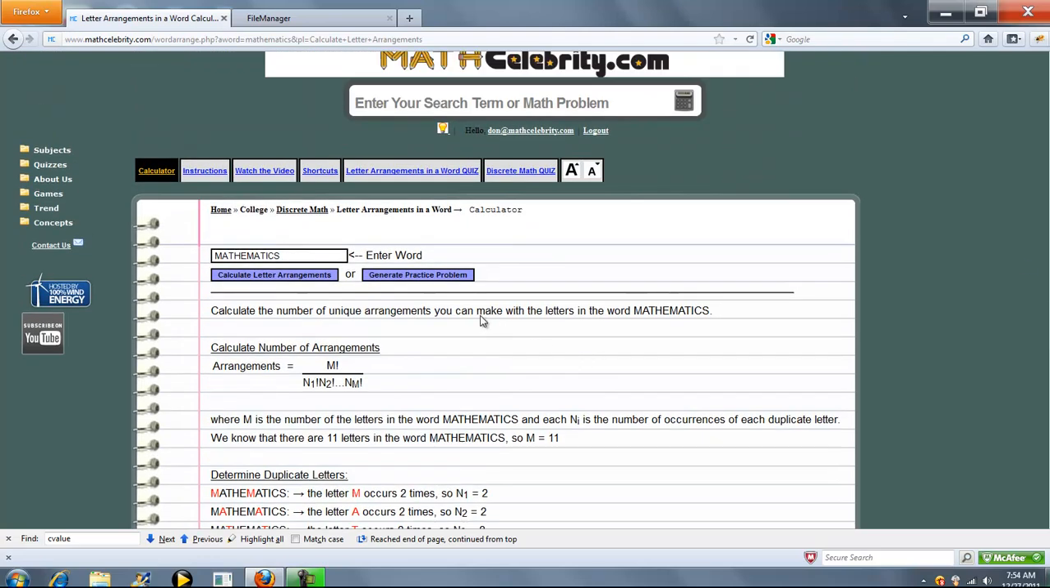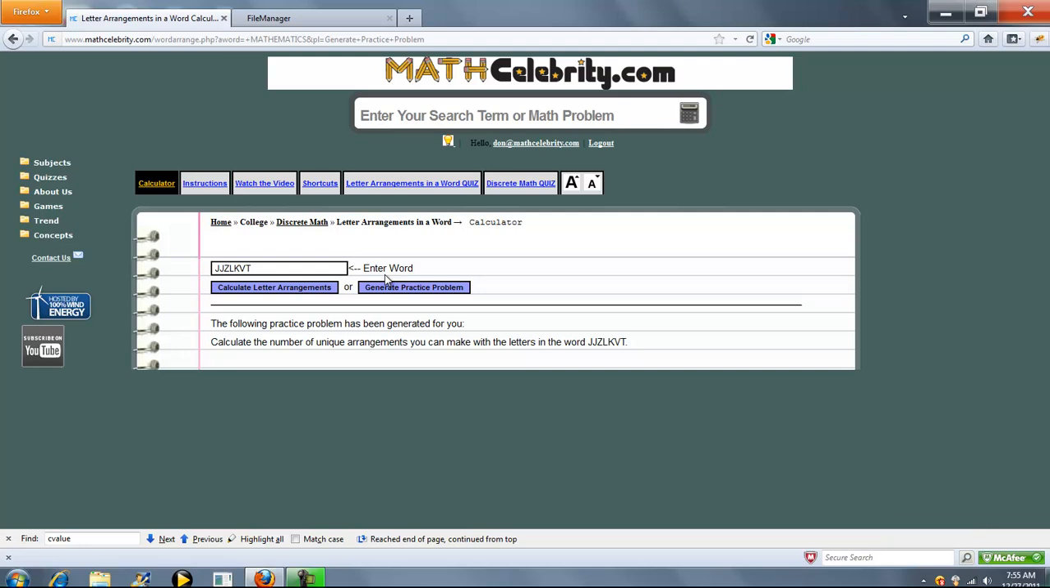So that's pretty much it. We also have a practice problem generator. You press this once. It generates a random set of letters. Press it again, generates another random set of letters.